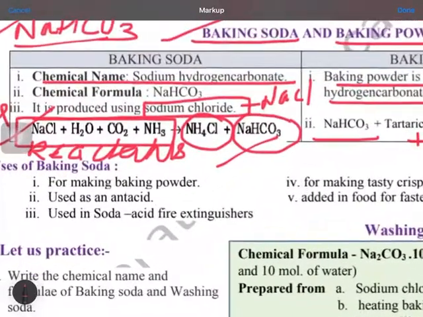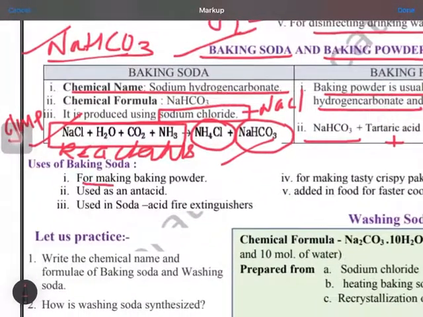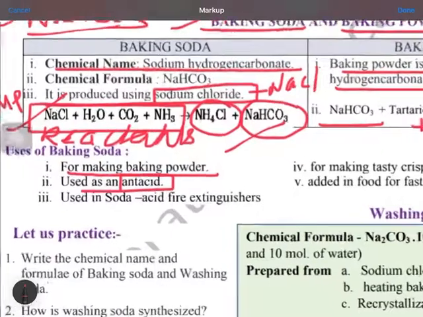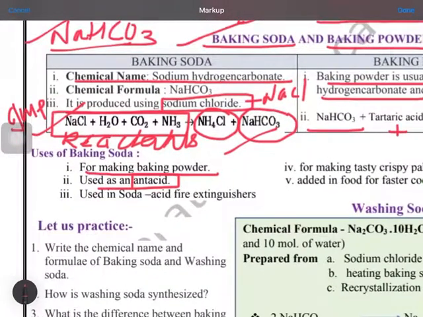What are the different uses of baking soda? For making baking powder, you have seen this by adding tartaric acid. When we add tartaric acid to baking soda, it becomes baking powder. It is used as an antacid. What are antacids? Those which neutralize the acidic effect in your stomach. So as a neutralizer, why are they used as an antacid?